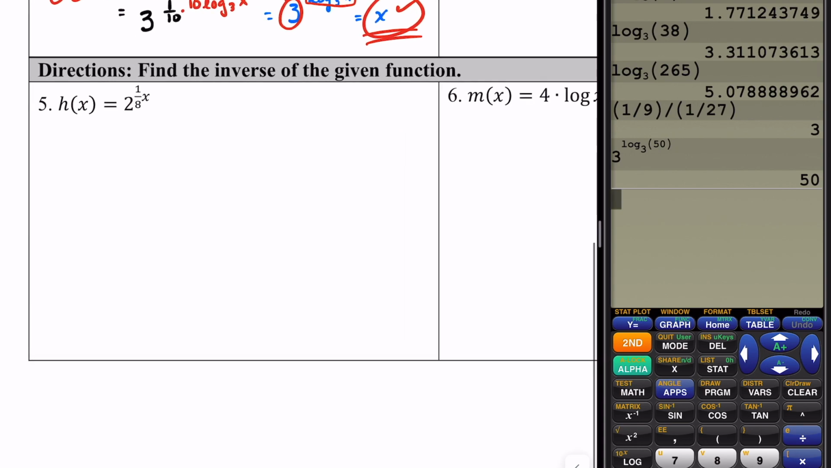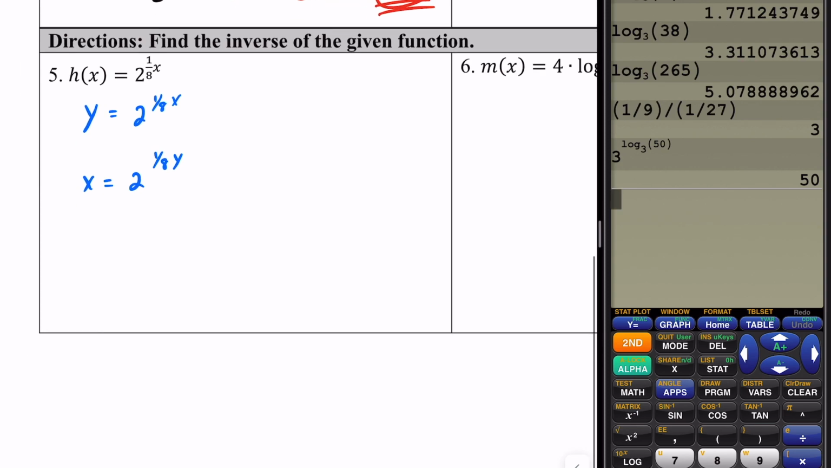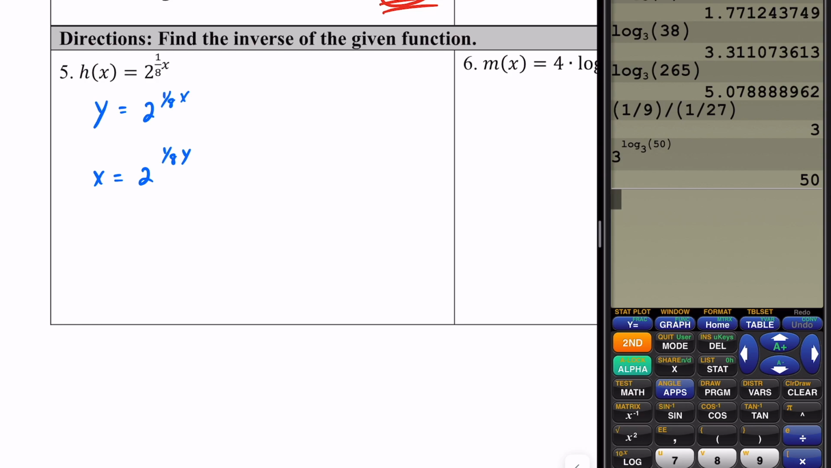Find the inverse of the given function. So let's just do our flip-flop first. Change to y notation. Flip-flop where x is with where y is. Now we're going to change to logarithmic form.